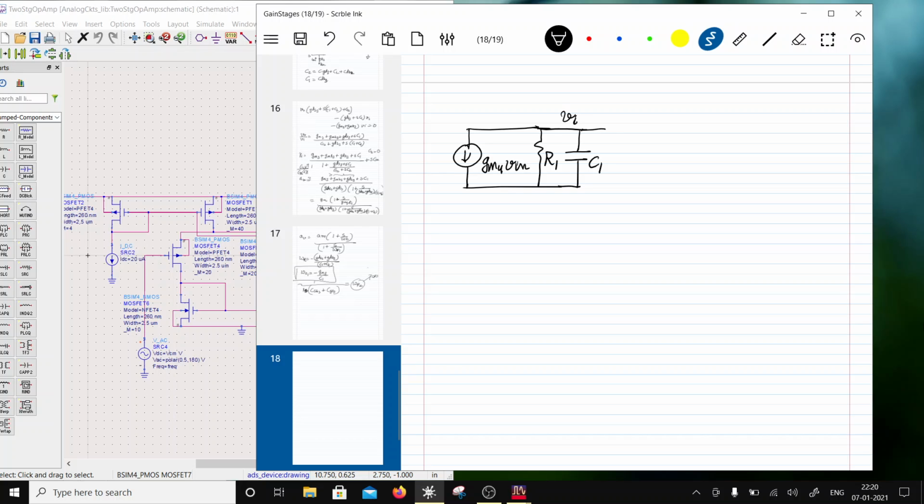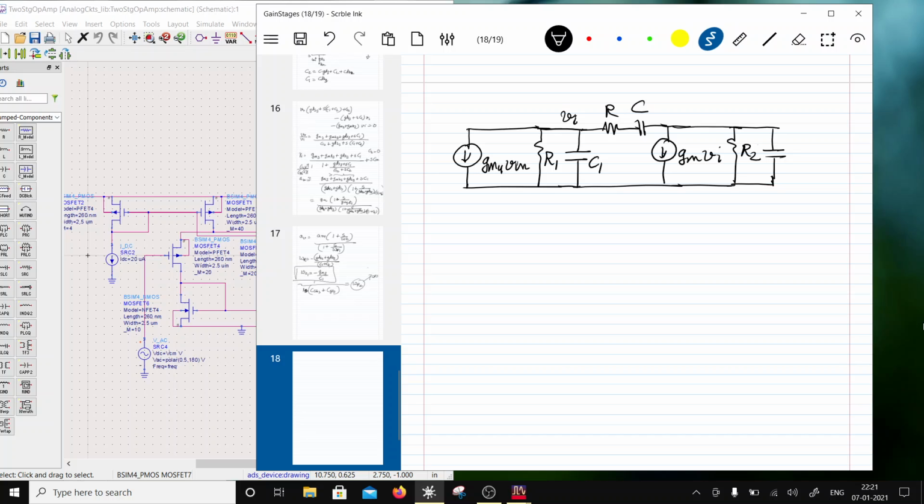And then you have got the RC compensation. This is R and C compensation. And then you have got the output node. At the output node, first is gm7 times VI. So this is going to be the current. And then you have got R2. This R2 is basically due to RDS7 parallel with RDS8. So that is going to be R2. And then there is going to be C2.